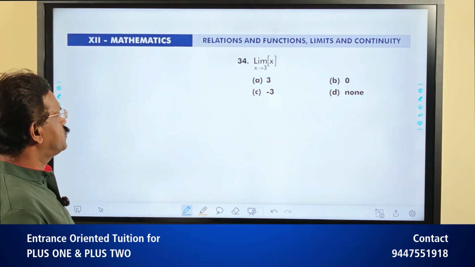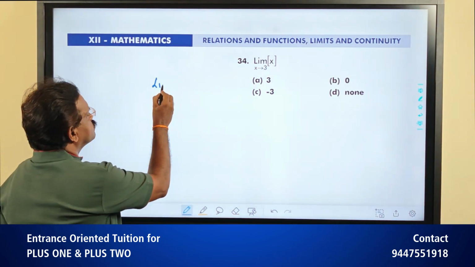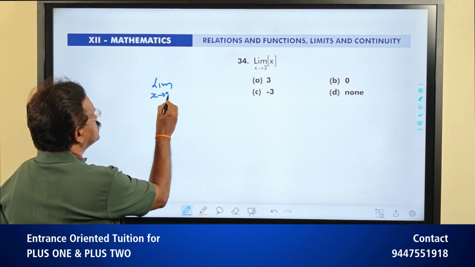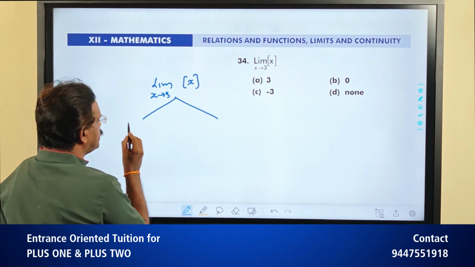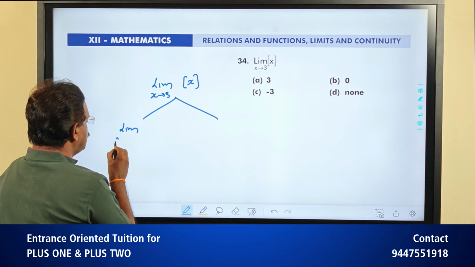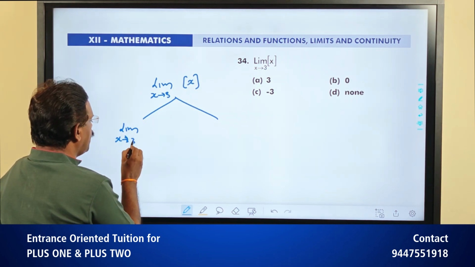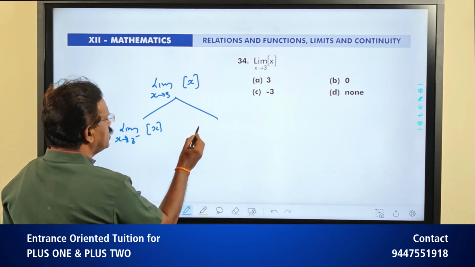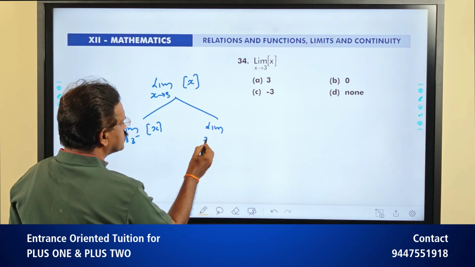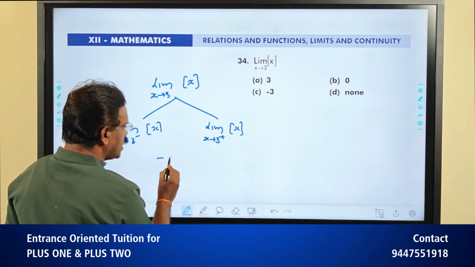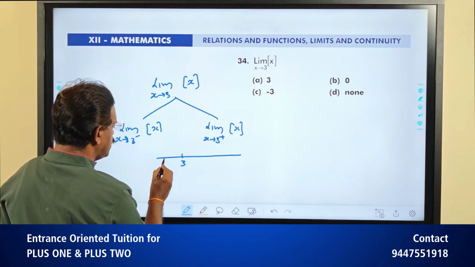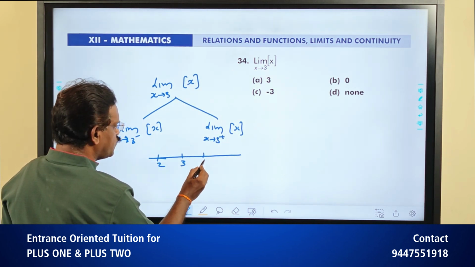Question number 34. Whenever we are discussing the limit of a greatest integer function, you have to evaluate both the left limit and the right limit. Left limit means limit x tends to 3 minus of square bracket x. Right limit is limit x tends to 3 plus of square bracket x. To understand this one, let me draw a number line. This is 3, this is 2, this is 4.